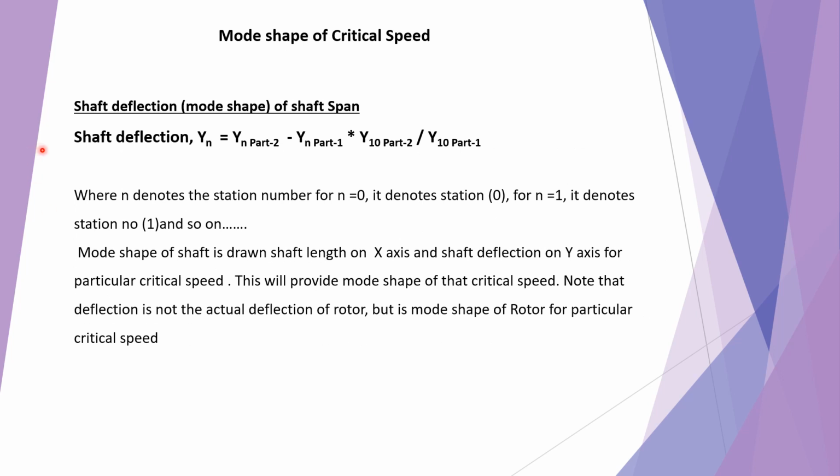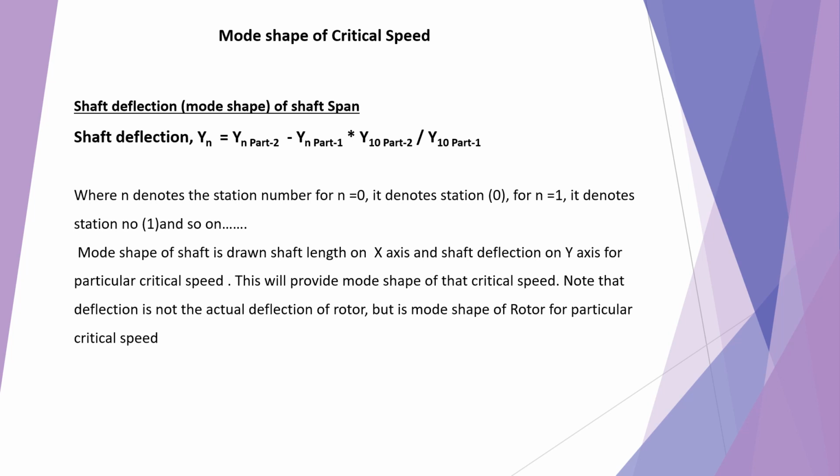Now this is the mode shape of critical speed. Shaft deflection yn is equal to yn part 2 minus yn part 1 into yn part 2 upon yn part 1, where n denotes the station number, so n equal to 0 denotes station number 0, 1 is station number 1, and so on.